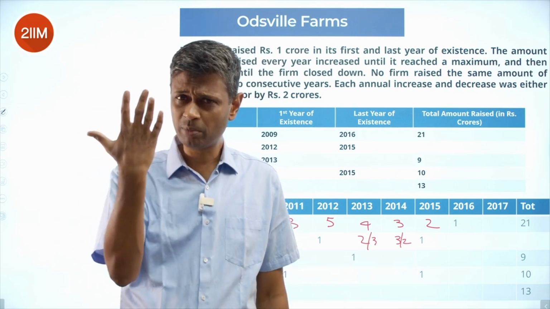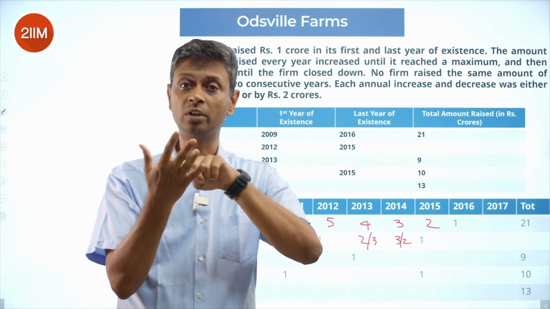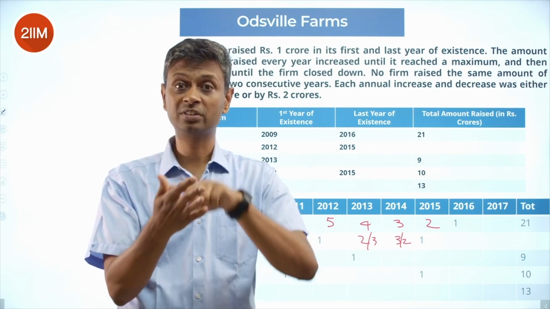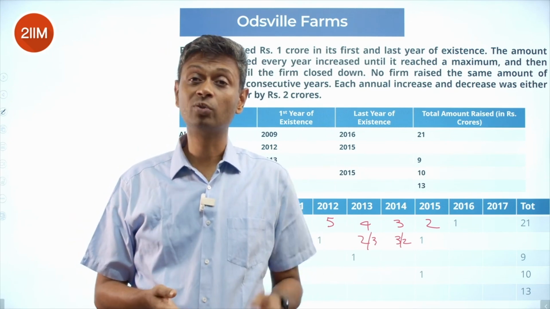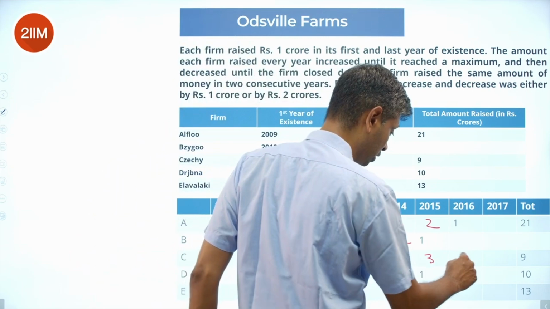With 5 years, the minimum total over 5 years is 1, 2, 3, 2, 1. 1, 2, 3 is 6, 2 plus 9. The minimum is 9. Therefore, that's the only possibility. So this should have been 1, 2, 3, 2, 1.